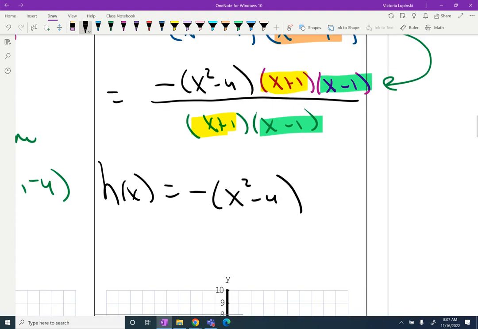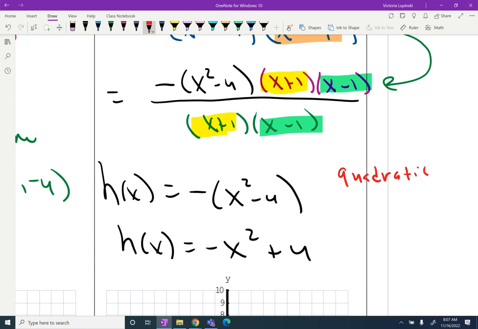And again, the reason why I didn't factor that is because I'm actually now going to distribute the minus. And again, that's because I know what's happening, and I know that that's the easiest version for which I'm going to graph with. So negative x squared plus 4, this is a quadratic, no longer a rational function, with 2 holes. One of those holes is at 1 comma something. The other hole is at -1 comma something.